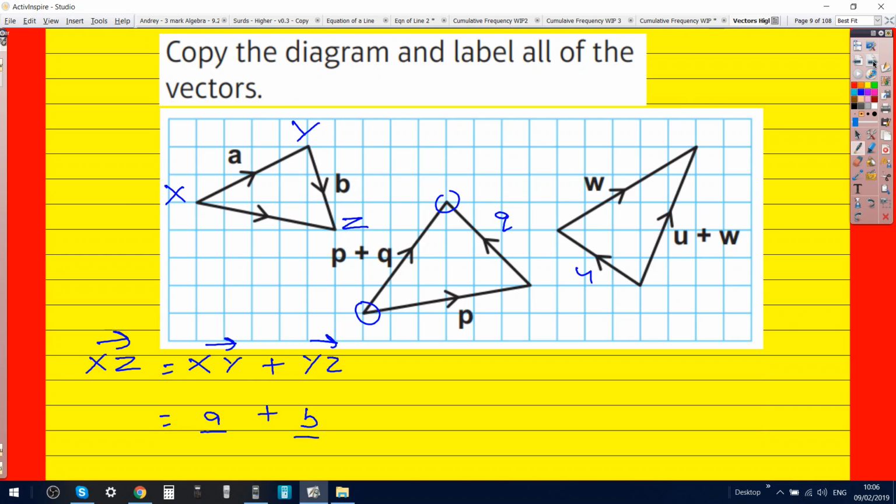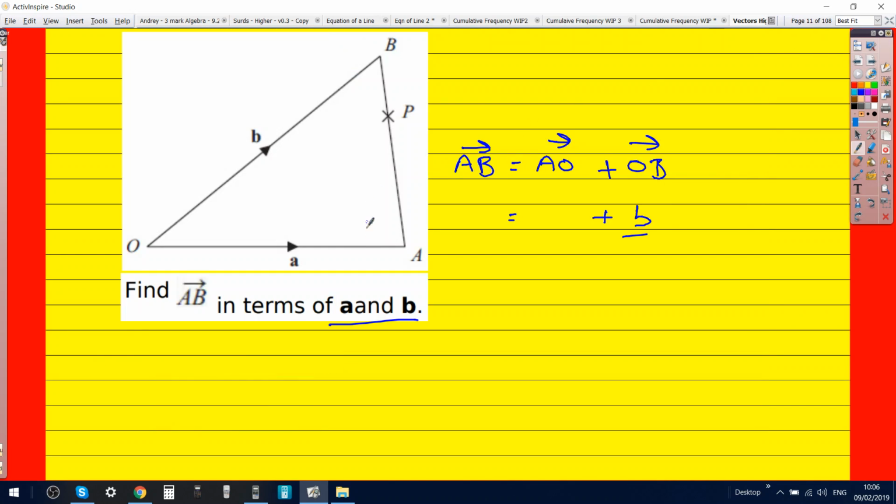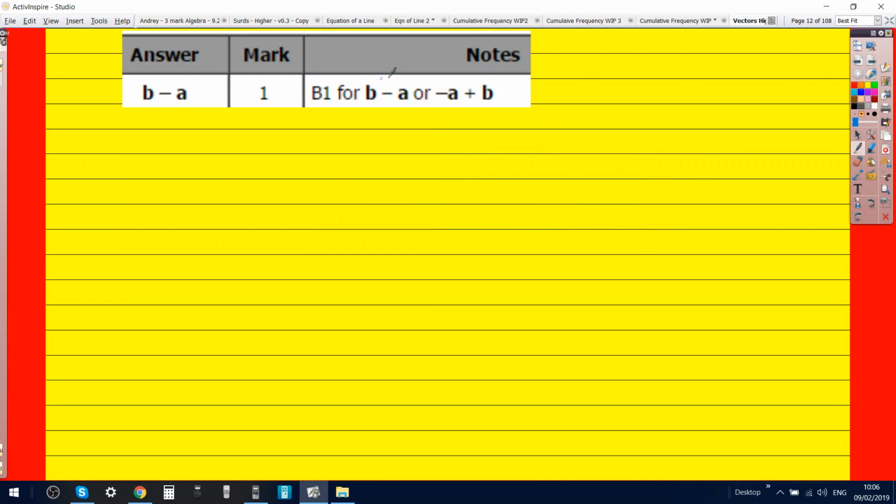So for this one, maybe B is 4, 2, maybe it's 5, 7, who knows. But O to B, they're just calling it B. And so O to B is B. What would be A to O? Would it just be A? So O to A is A. A to O is going against the arrow. So that would be -A. Yeah. That's all there is to it. -A plus B. There you go.